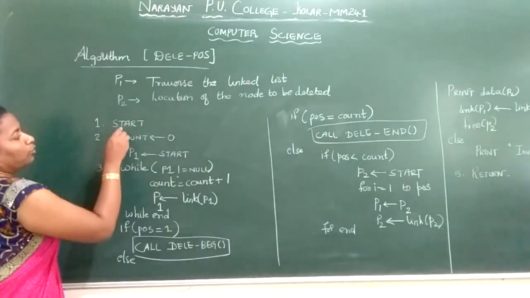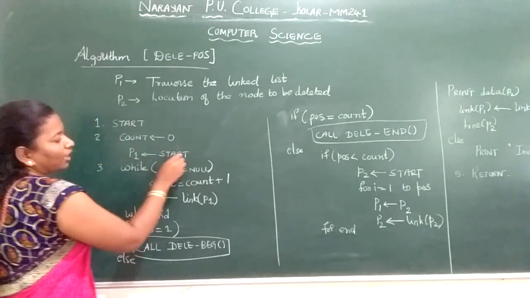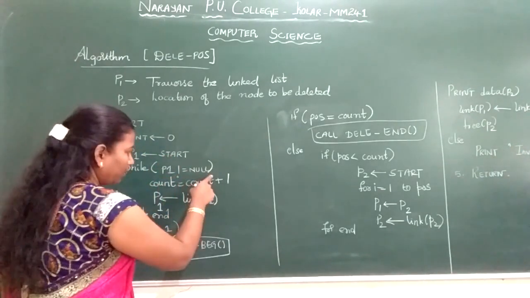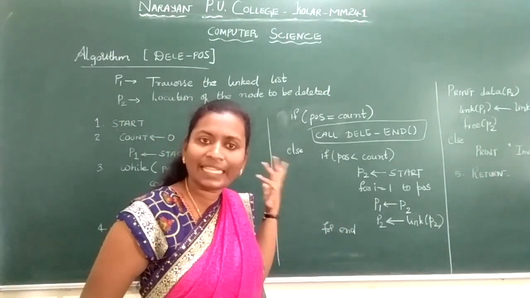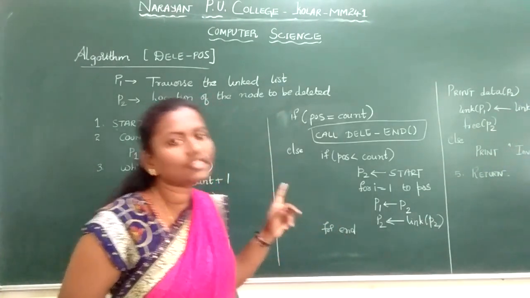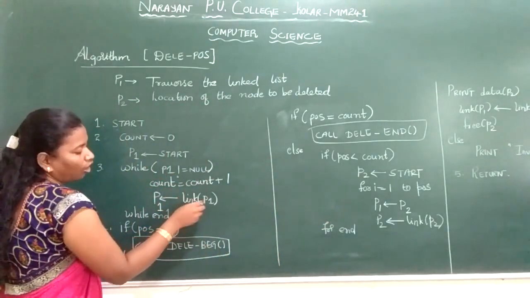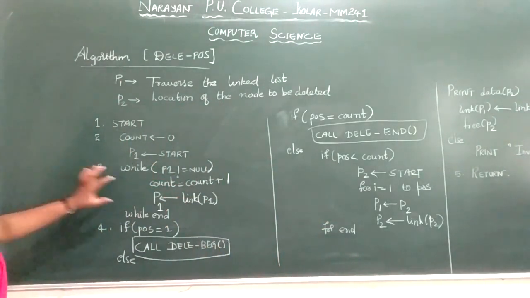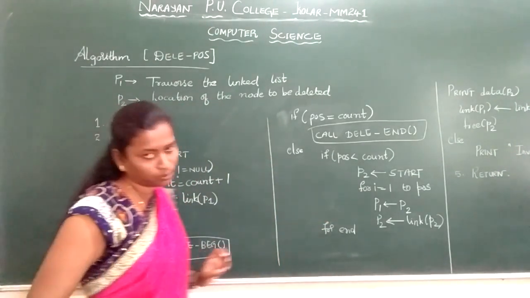So here I am going to start. Initially I am giving count equal to 0. P1 I am giving to start. While P1 is not equal to null, that means P1 is not pointing at the end, if that condition is satisfied, I will increment my counter and give link of P1 to P1. This while loop will traverse till we reach the given position.